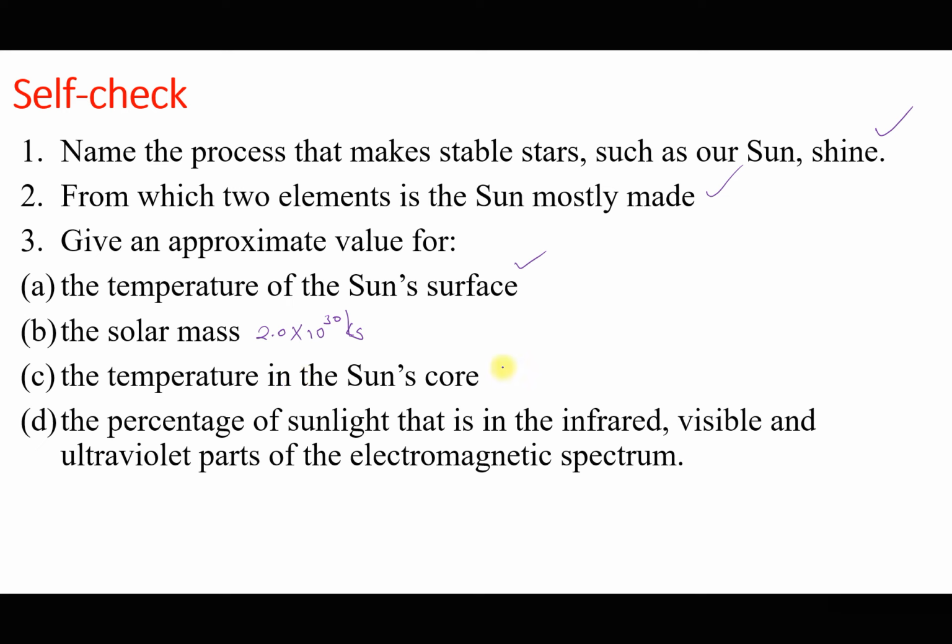The temperature of the sun's core is around 15 million Kelvin. That is the temperature of the core of the sun. Then the percentage of the sun that is in the infrared, I think infrared is 50%, visible is around 40%, and ultraviolet is around 10%. So that is a short self-check about the sun. That is our sun. Then next we should be talking about the stars in detail.